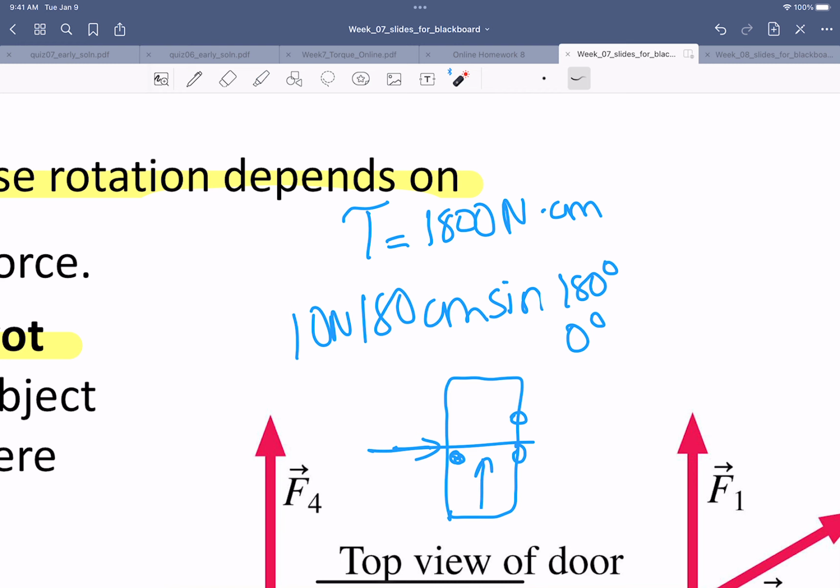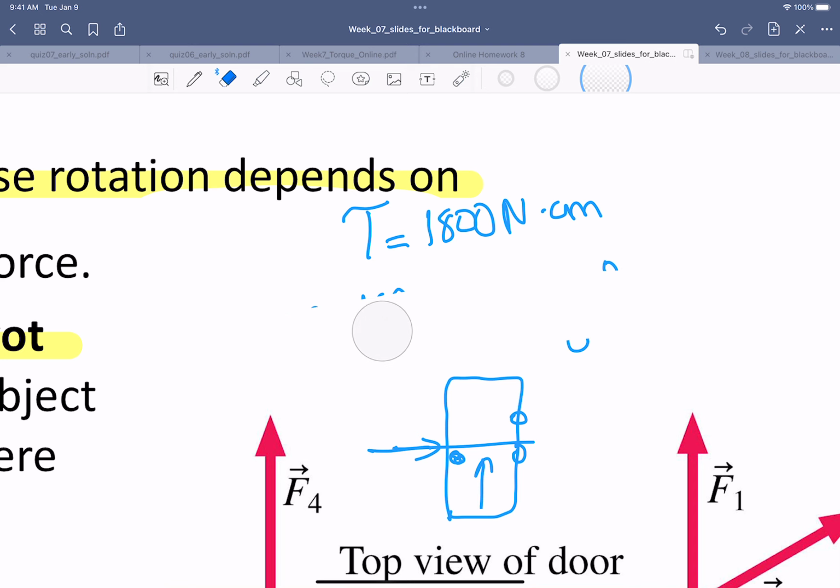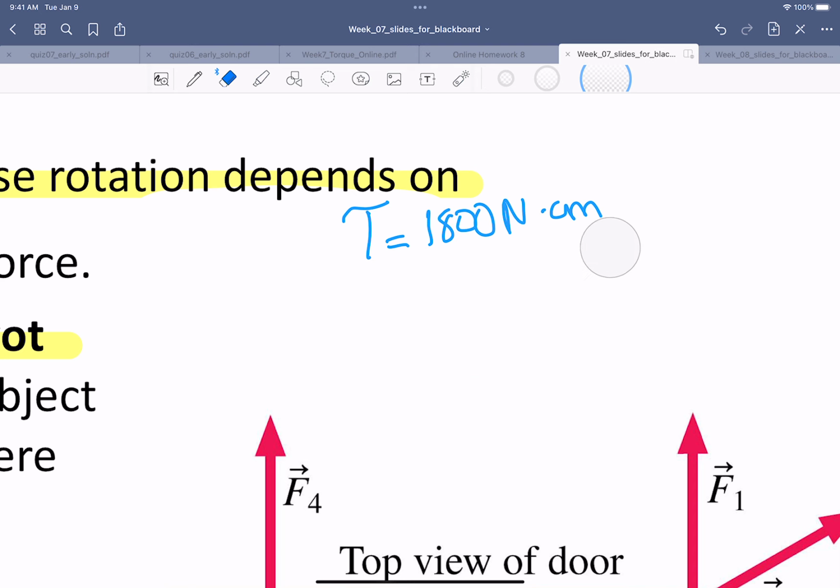Well then, since it's on the radial line, sine 180 or sine 0 is just 0. So it pretty much eliminates any ability for that thing to rotate. And that makes sense. If you so happen to be curious or quirky enough to open that door in that way, then you can very easily see that it's damn near impossible to do. You would have to apply that force at a different angle to enable the door to rotate.